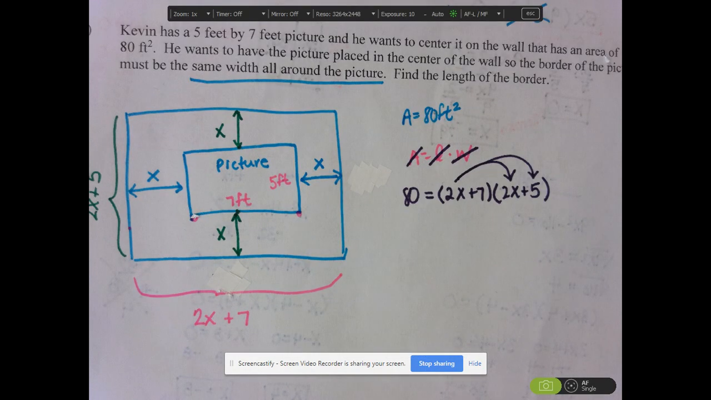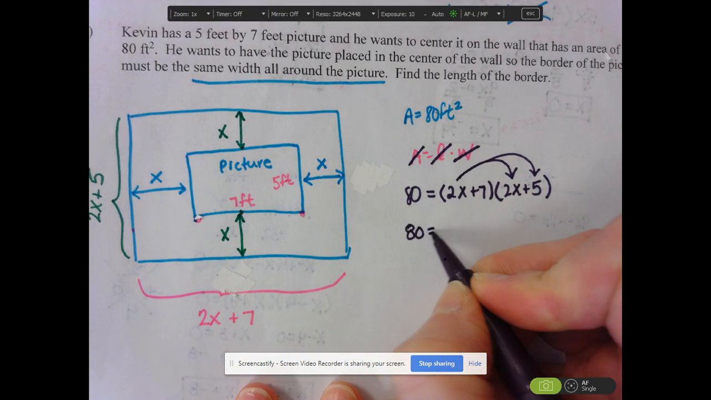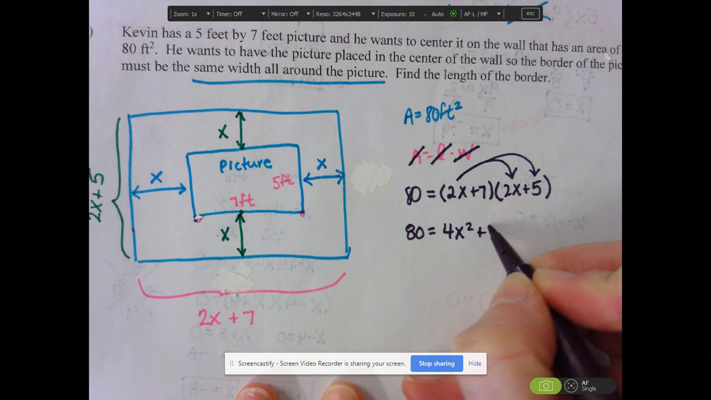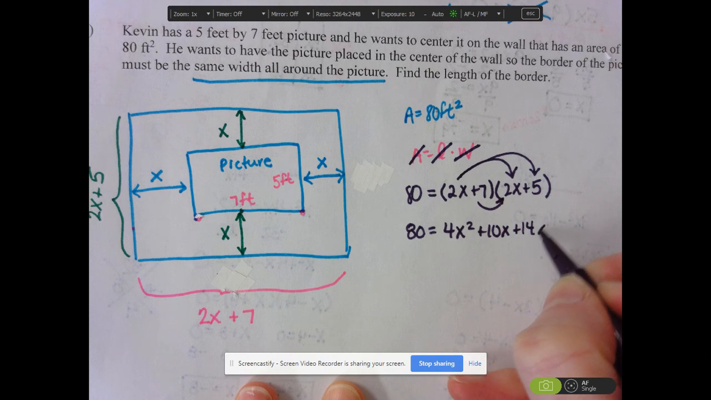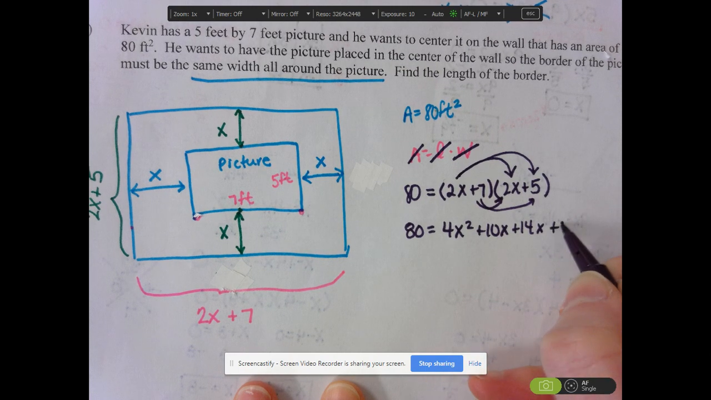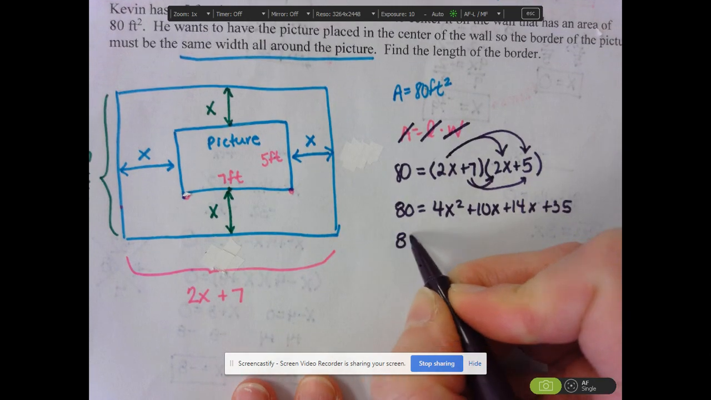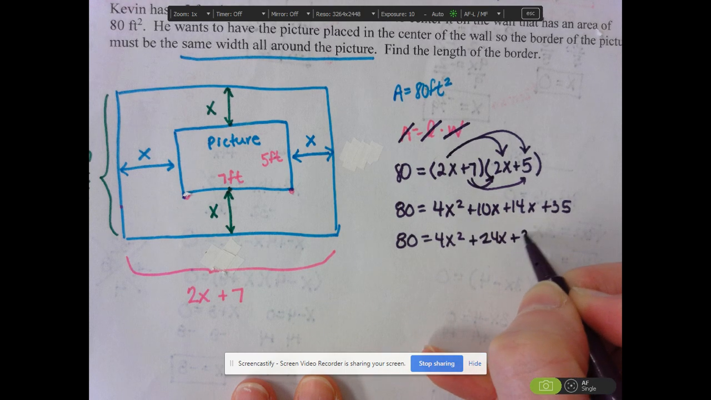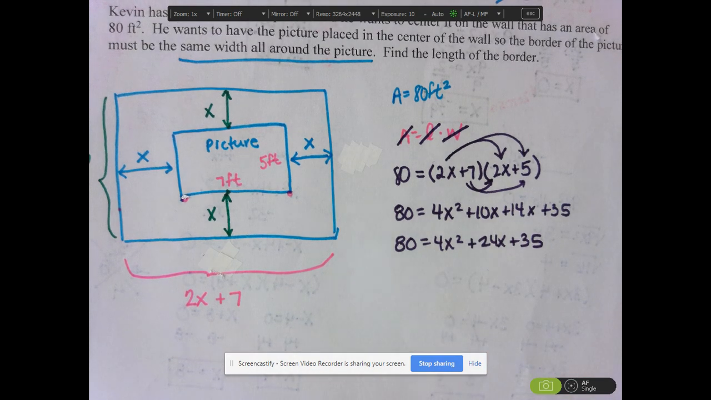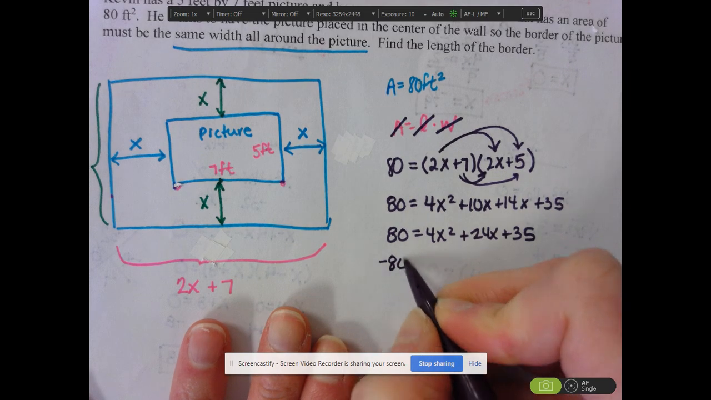All right, once we were here, we have 80 equals 4x squared plus 10x. That's that first one. That gets me 14x plus 35. And then I've got 80 equals 4x squared plus 24x plus 35. Our rule with factoring is that in order to solve quadratics with factoring, what better be on one side of the equal sign? A 0. So what are we going to do? We're going to subtract 80.